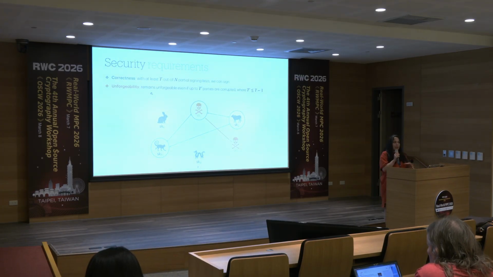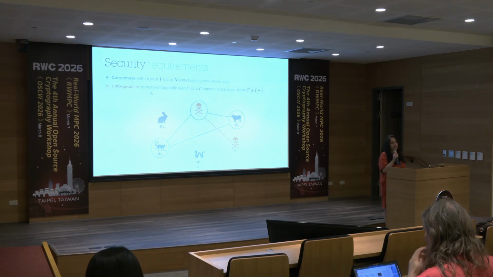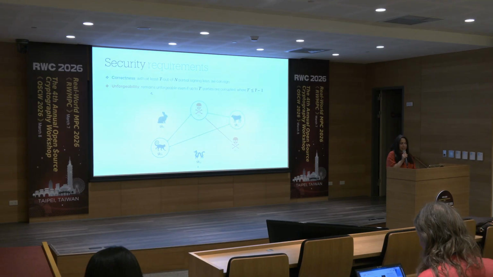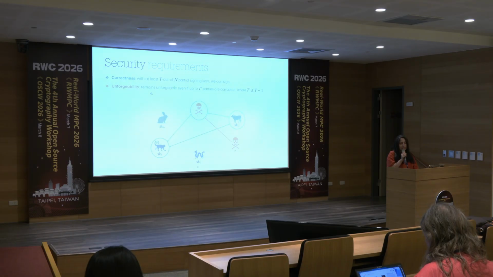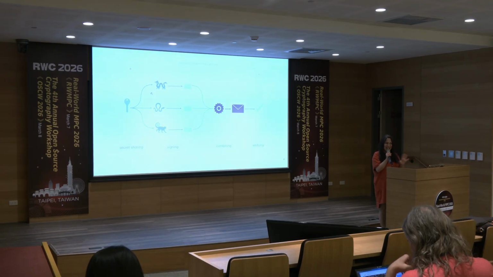And essentially what we want with this type of scheme is to arrive at these two properties that you see on the slide. So we want first correctness, which means with at least T out of n partial signing keys, we can indeed sign. And we also want unforgeability, which means that whatever scheme we are designing should remain unforgeable even up to T star parties that are corrupted, where T star is less than T minus 1. Okay, so that is essentially what we want.